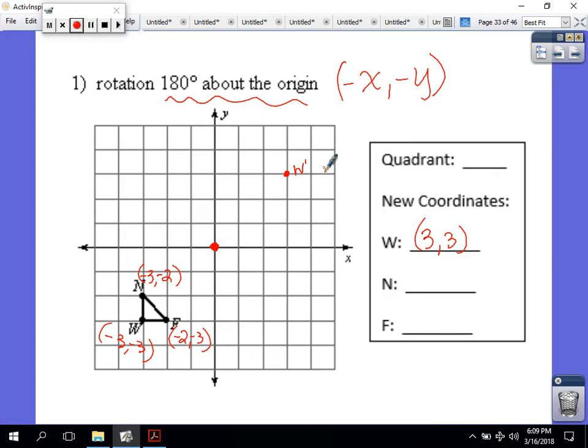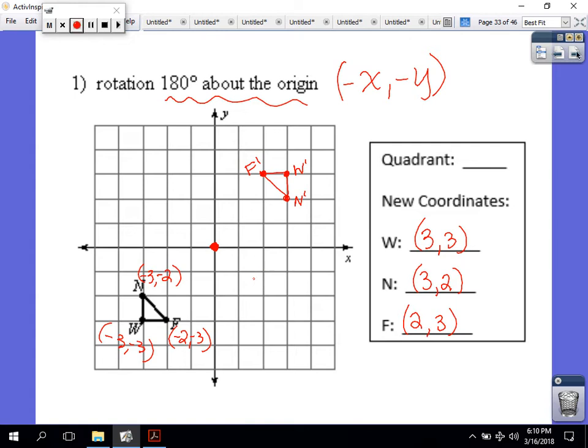All right, N's at -3, -2, so both of those are going to change to their opposites, so the new location will be at +3, +2. So start at 0, 0, right 3, 1, 2, 3, up 1, 2. And that is N prime. And for F, you're going to do the same thing. So F is at -2, -3, so that's going to become +2, +3. So start at 0, 0, right 2, 1, 2, up 1, 2, 3. And that is F prime. And now we have rotated 180 degrees.